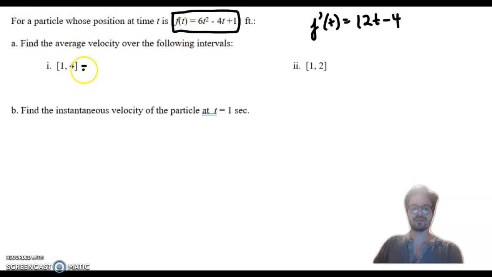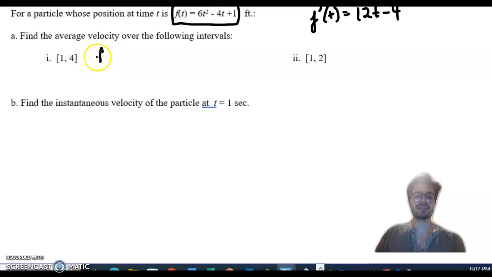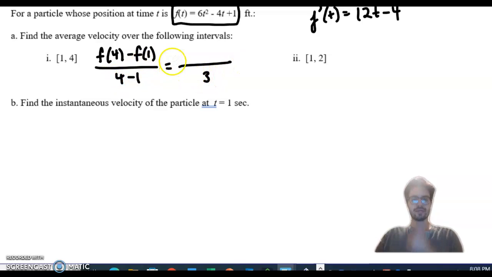Well, if I have the position, on average what I can do is say, let's do f of 4 minus f of 1 over 4 minus 1. So that denominator is 3. If I plug everything in, so I have 6 times 4 squared, that's 16 times 6, so that's 96. Minus 16, so that's 80 plus 1, so 81. Minus 6 minus 4, 2 plus 1 is 3. So that's 78 over 3. Okay, this simplifies to 26.